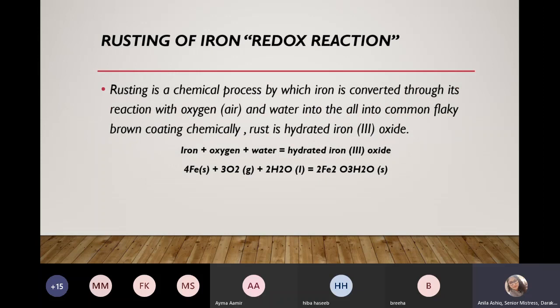Rusting is another process, and rusting is a chemical process by which iron is converted through its reaction with oxygen. We all know that whenever iron reacts with oxygen, it does rust, and this is the equation. It can react with oxygen and moisture and convert into Fe2O3 with the water molecules.